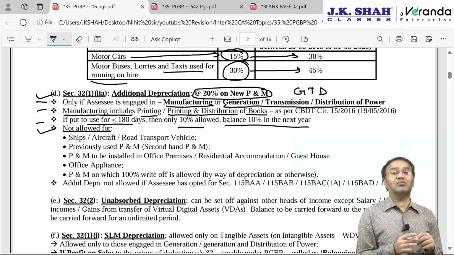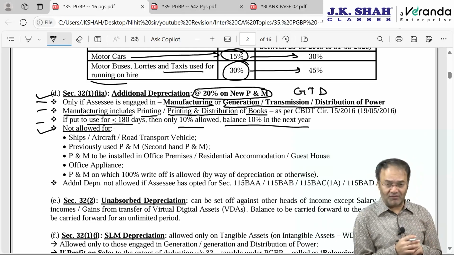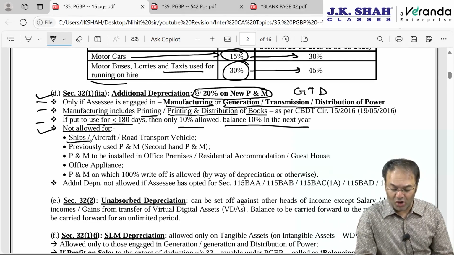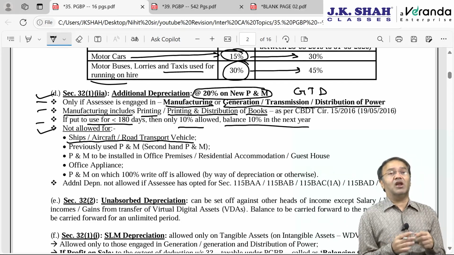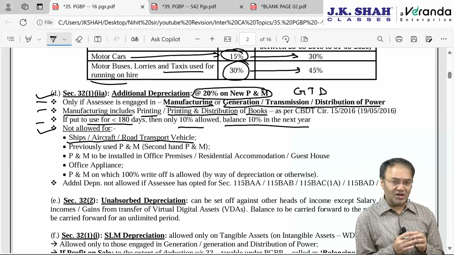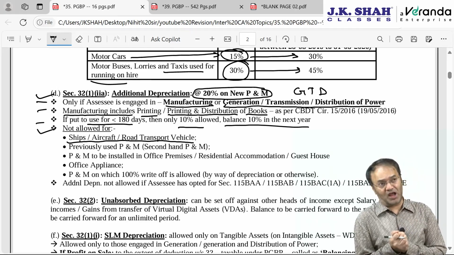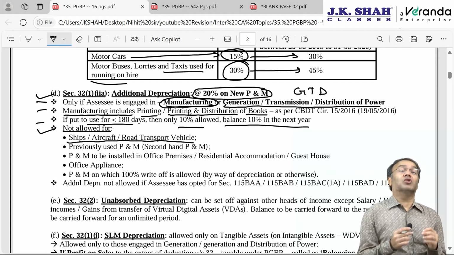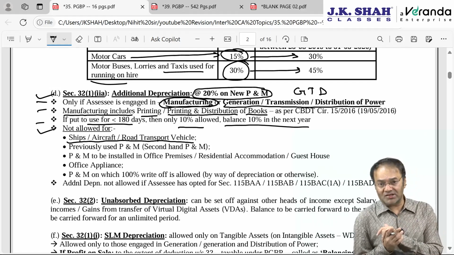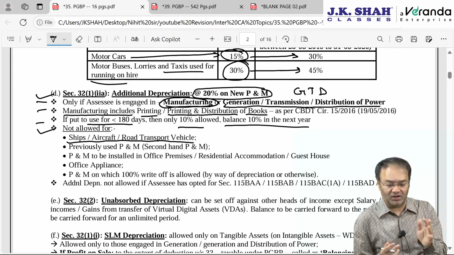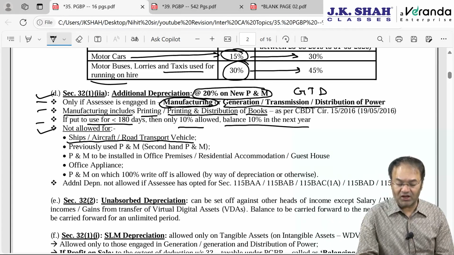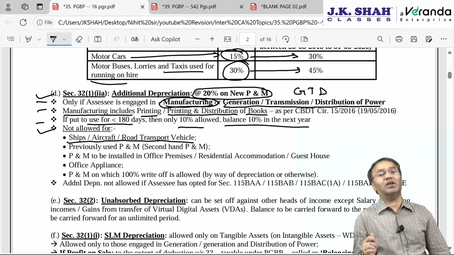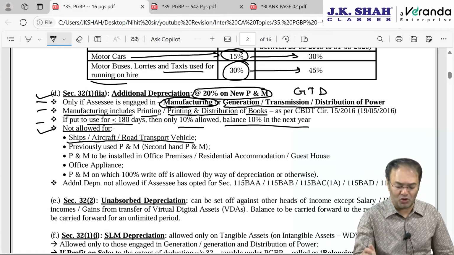5 assets or 5 plant and machinery are blacklisted. Here additional depreciation is not allowable on 5 plant and machinery. Normal will be allowed, additional not allowed. Number 1, ships, aircraft or road transport vehicles. Ideally, understand the concept of why the government allows extra depreciation. The idea is to give a boost to the manufacturing segment and power generating segment. So the government says only those plant and machinery are eligible which are ultimately used inside the factory and not on the road. Road transport vehicles, motor car, bus, taxi, lorry, etc., or ships or aircraft, they are plant and machinery, but they will not be eligible for additional depreciation. However, they will be eligible for normal depreciation.